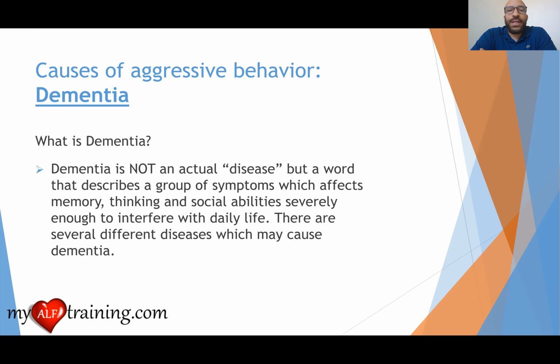It also affects their ability to socialize. They may seem a bit antisocial or strange because they may laugh inappropriately or display the wrong emotion. And these symptoms that they suffer are all a result of dementia.